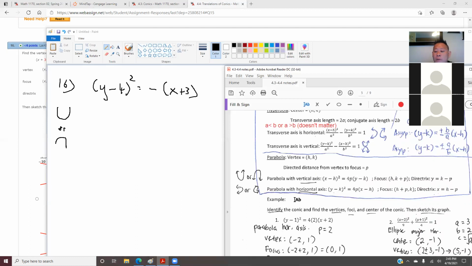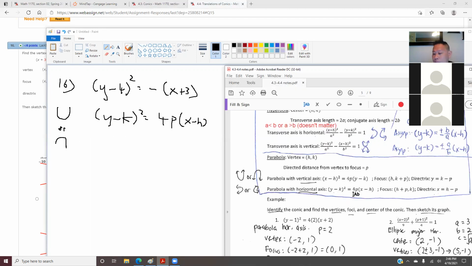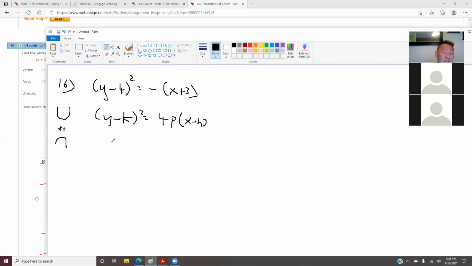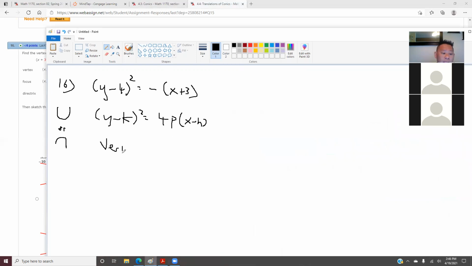So it is horizontal. If this is an x with a square on it, then this is going to be vertical. And so the equation in this case is (y minus k) squared equals 4p(x minus h). This is the equation for the horizontal one. Okay. So now we know our h, k, which is your vertex.